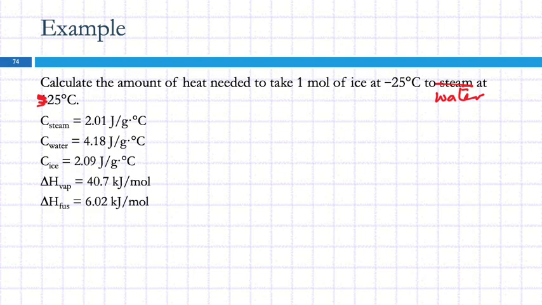I recommend drawing a little heating curve for this, just to help you see what's going on. So we're starting down here at negative 25, and we're going to heat the ice up, and the temperature is going to stop increasing at 0 while the ice melts. And then the temperature will rise again. It'll keep going until it gets to 100, but we only need to get to 25 degrees Celsius.